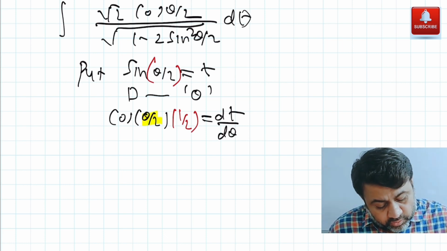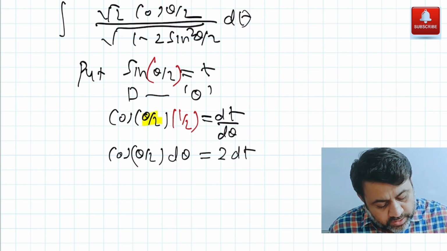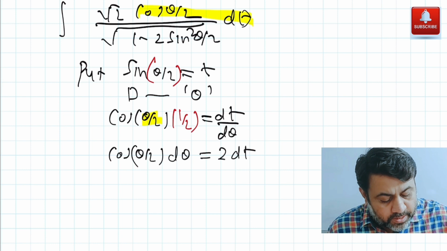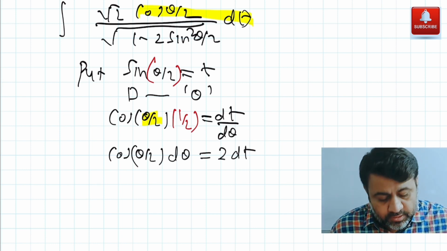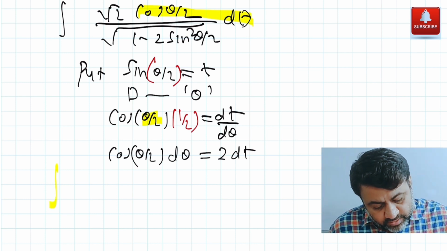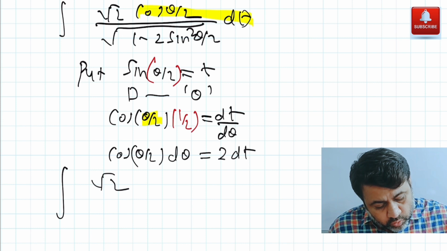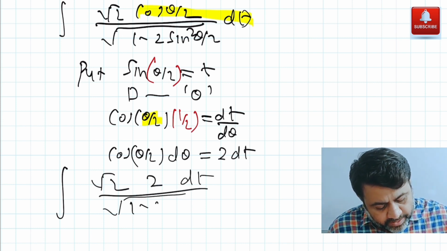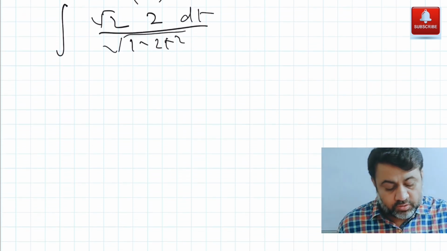ठीक है, so what we get finally is we get cos theta by 2 d theta is going to be 2 times dt. So this entire thing, the numerator में मेरे पास cos theta by 2 d theta है, इसके बदले में क्या लिखने वाला अभी I am going to write as just 2 dt. So what we get finally is we have under root 2 and I am just going to write 2 times dt, everything divided by 1 minus 2 t square. So focus on this thing now.